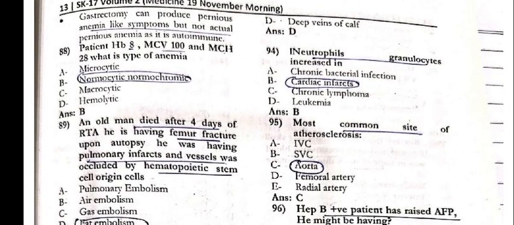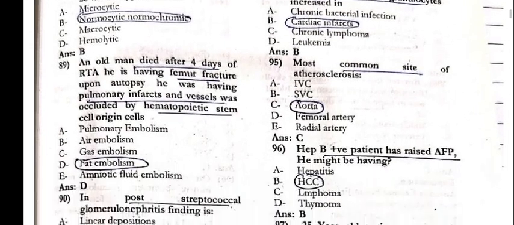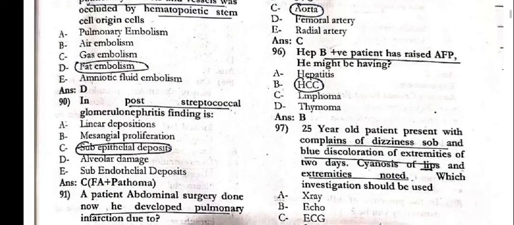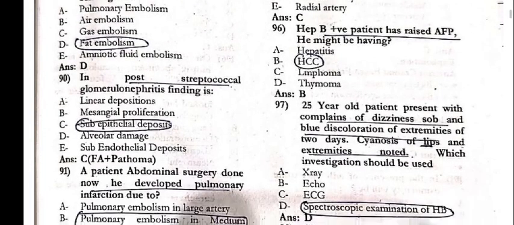The neutrophils, granulocytes, increase in cardiac infarcts. The most common site of atherosclerosis is the aorta. A Hep B positive patient has raised AFP. He might be having HCC.